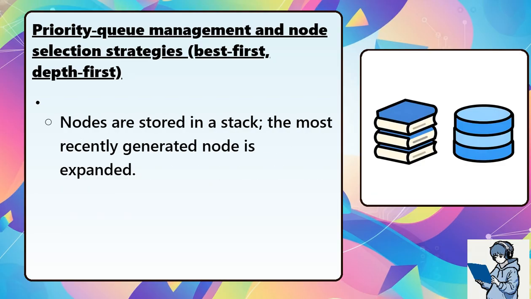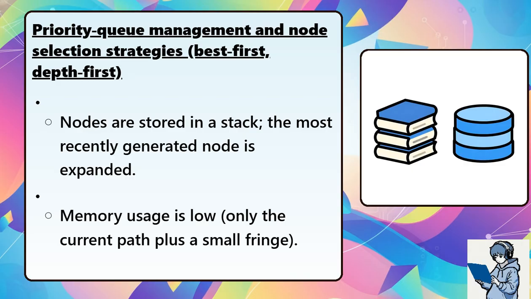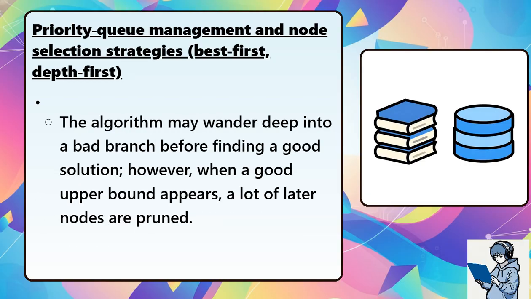6.2 Depth first, DFS with backtracking. Nodes are stored in a stack. The most recently generated node is expanded. Memory usage is low, only the current path plus a small fringe. The algorithm may wander deep into a bad branch before finding a good solution. However, when a good upper bound appears, a lot of later nodes are pruned.